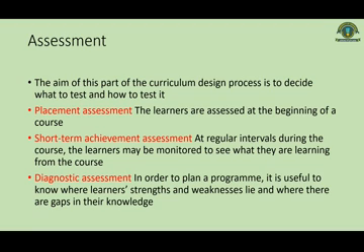And then the second type of assessment is short-term achievement assessment, when the course is being run, during the course with regular intervals. We can say that after 2 months or 1 month, or whatever the limit of interval is, the students are monitored with different activities, to see how they are performing and what type of learning is being carried out. At regular intervals during the course, the learners may be monitored to see what they are learning from the course.